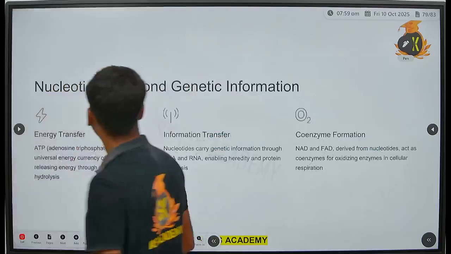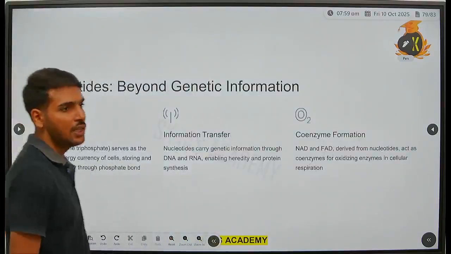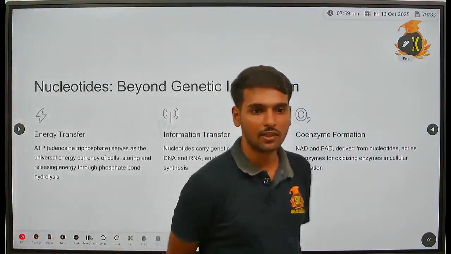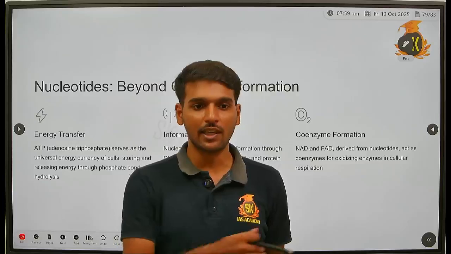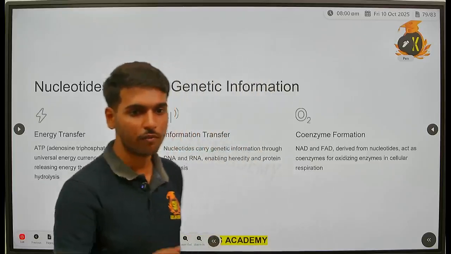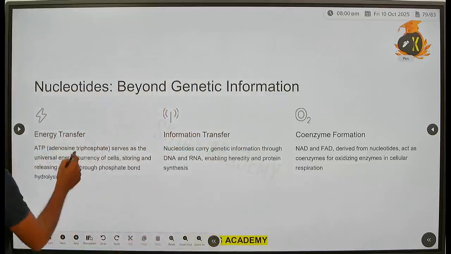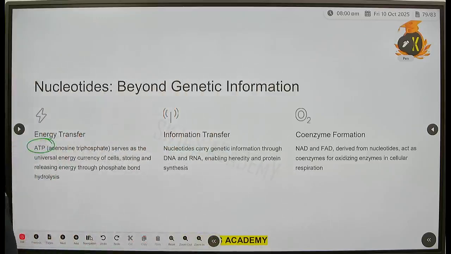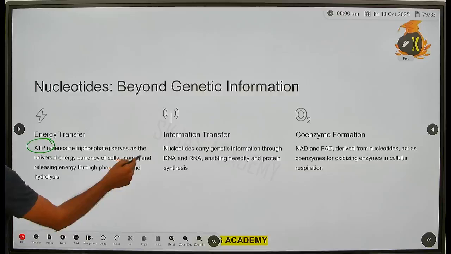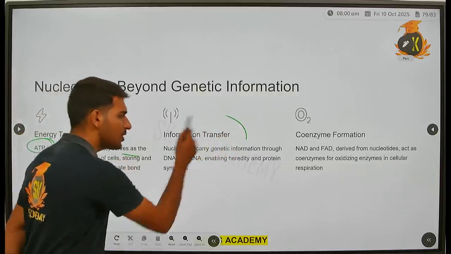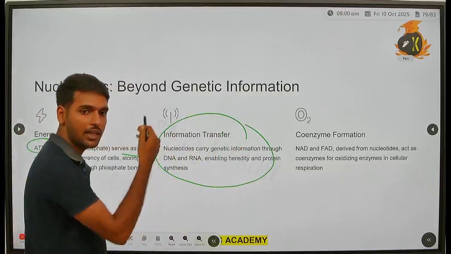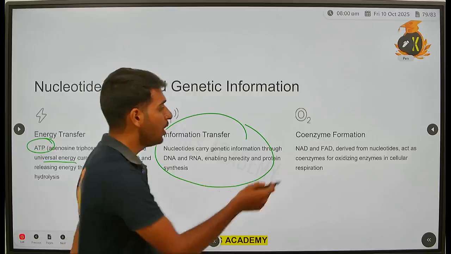Okay, nucleotides beyond genetic information. Nucleotides in DNA we saw are responsible for carrying genetic information. What are other important functions of nucleotides? ATP, energy transfer, serves as the universal energy currency of the cell. Information transfer, already we have seen, genetic material, hereditary material.